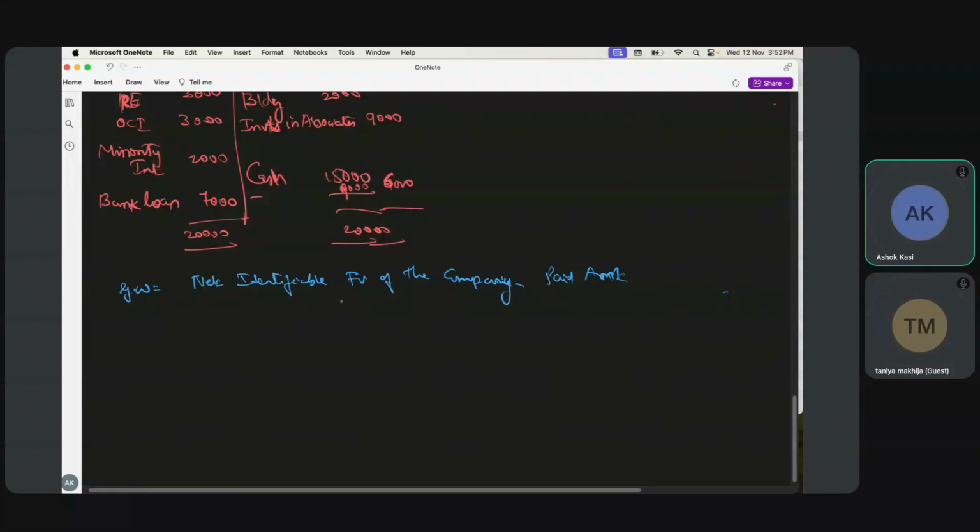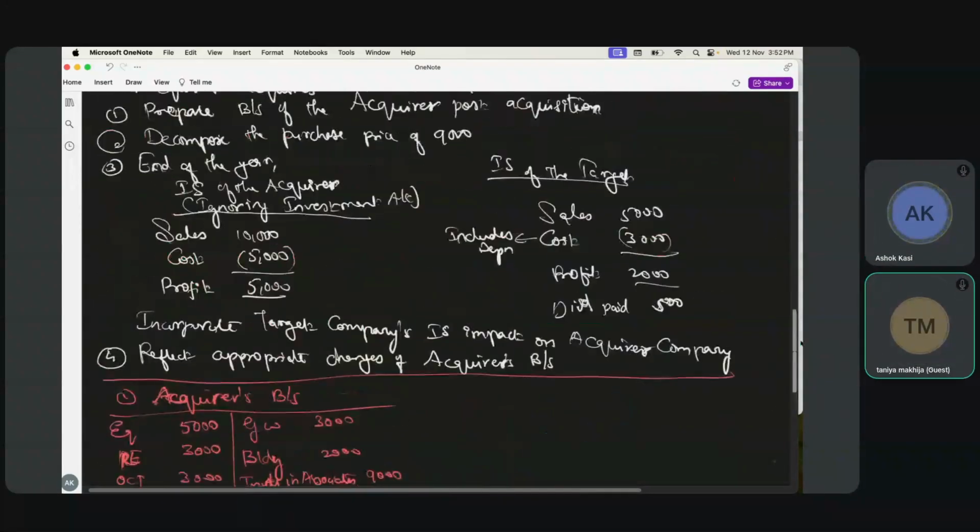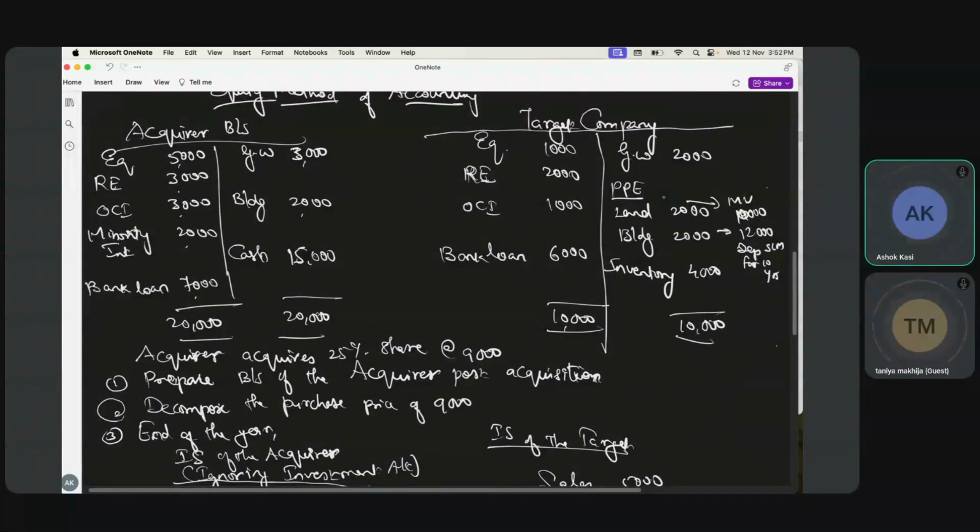Now this net identifiable fair value can be categorized into two types. One is net identifiable book value, and the extra amount, the excess over book value. Together they become fair value. So for net identifiable book value, we go back to the balance sheet of the target company. This is the book value. This part is not identifiable, an unidentifiable asset. So land, building, inventory minus bank loan.